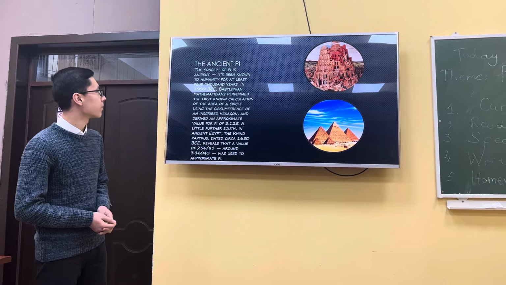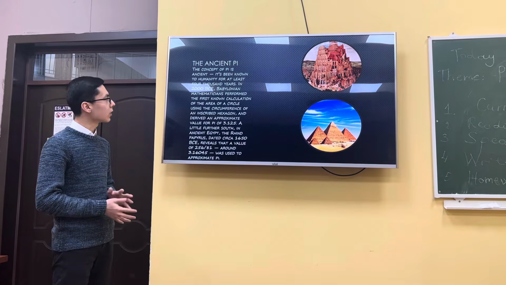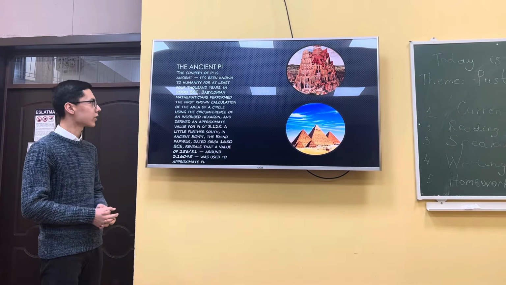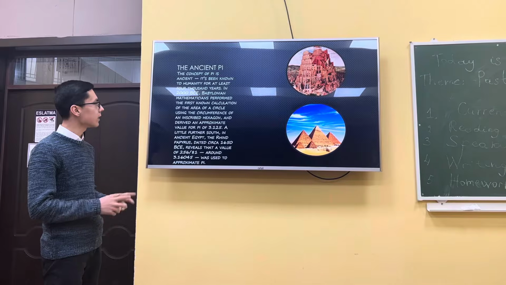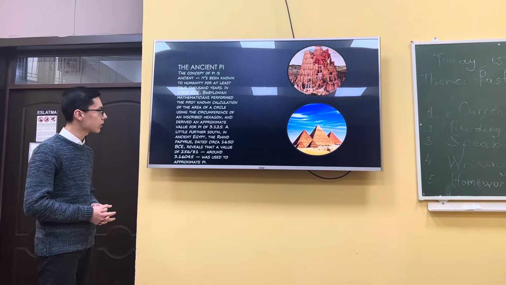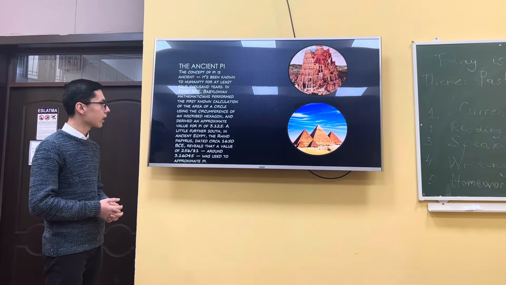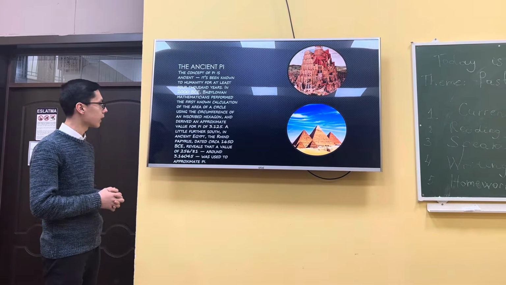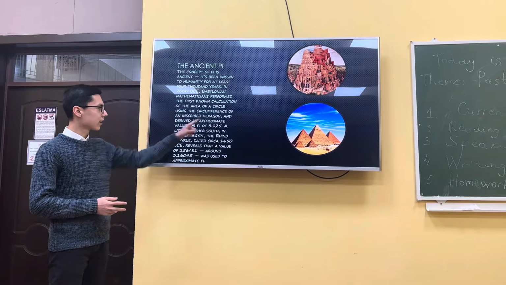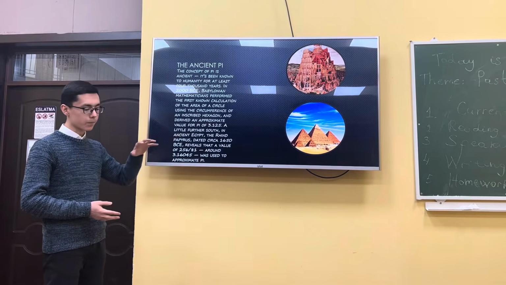The ancient pi. The concept of pi is ancient. It's been known to humanity for at least 4,000 years. In 2000 BCE, Babylonian mathematicians performed the first known calculation of the area of a circle using the circumference of an inscribed hexagon.